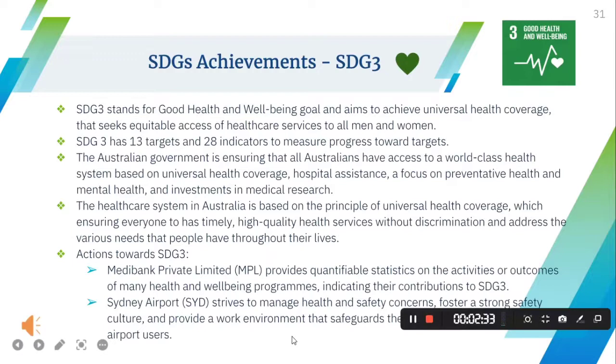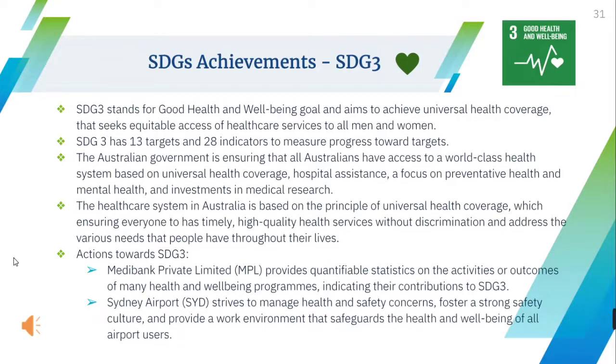Australia's achievement in Sustainable Development Goals can be seen from a few goals. First is SDG 3, which stands for Good Health and Well-being. This goal aims to achieve universal health coverage that seeks equitable access of healthcare services to all men and women. SDG 3 has 13 targets and 28 indicators to measure the progress.